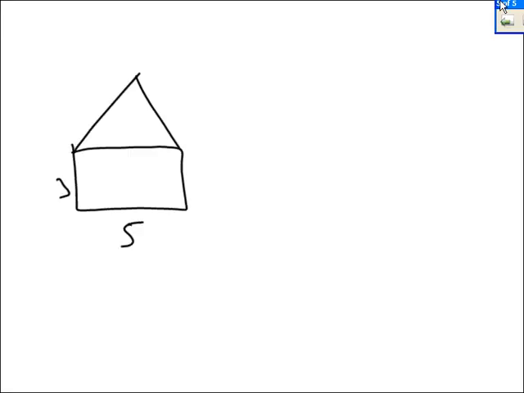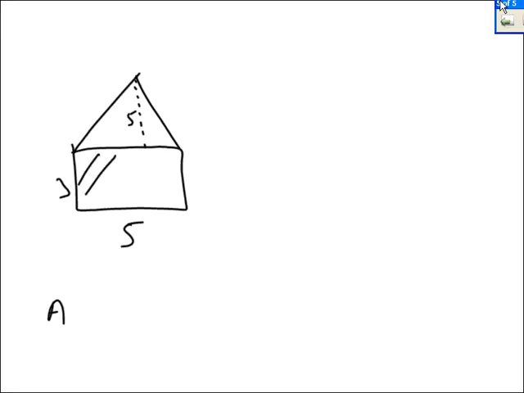Okay, here's a good problem. You have a rectangle with a triangle on top of it. It's 3 by 5. And I tell you the height is also 5. So what is the complete area?